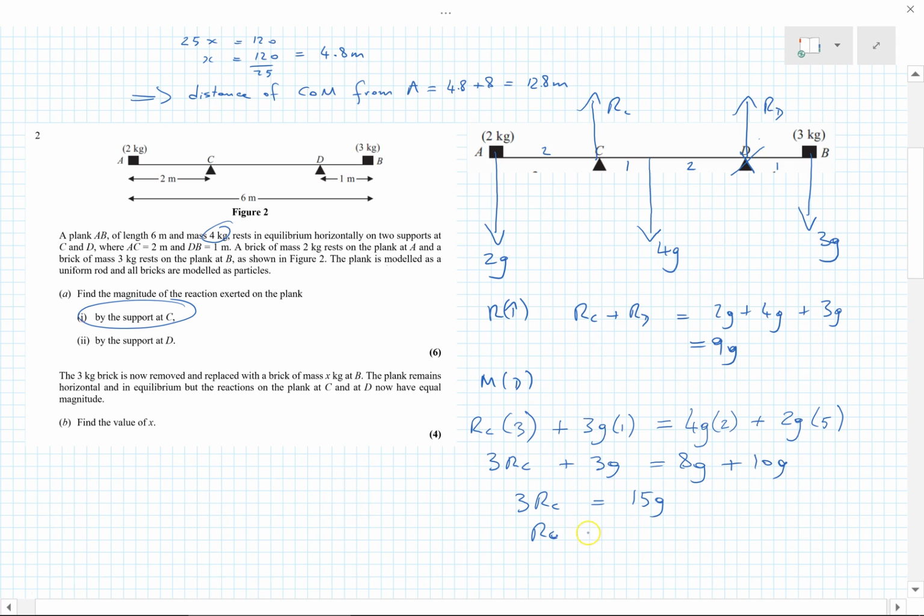So RC is equal to 5G divided by 3. We can leave it like that. We don't have to work out what 5 times 9.8 is. But we're going to leave it like that, or write 49 newtons. It doesn't really matter. And then we know that they add up to 9G, so we can write that RD equals 4G because they've got to add up to 9. Okay, so that's part A done. Let's look at part B.